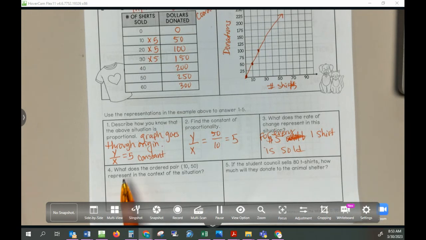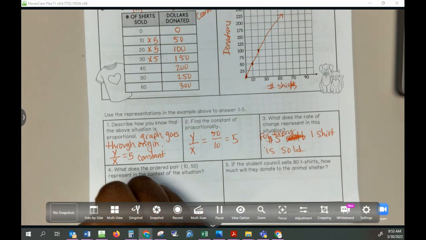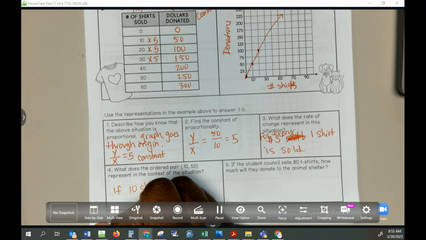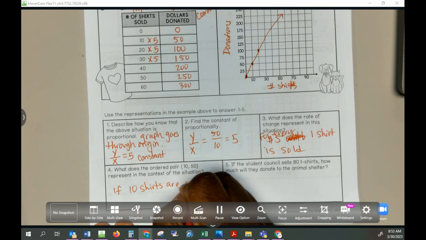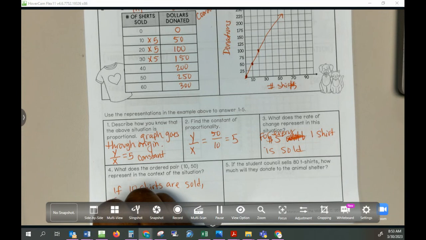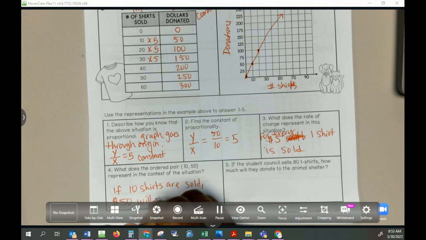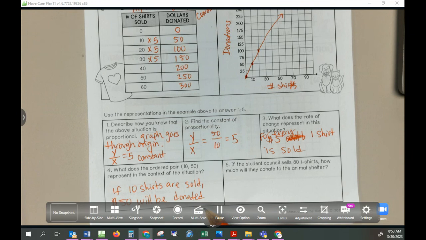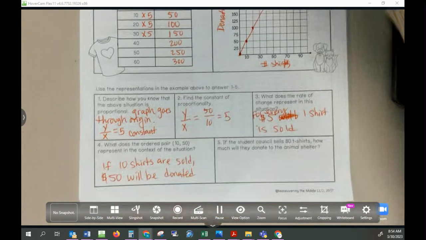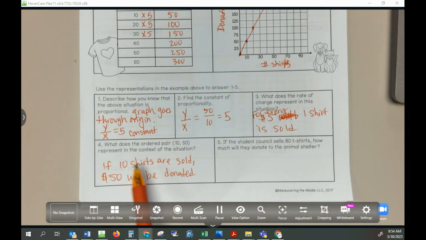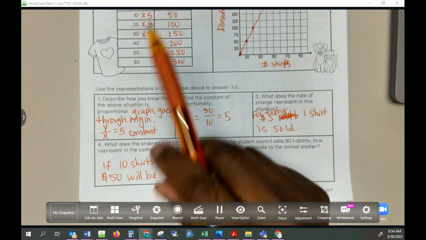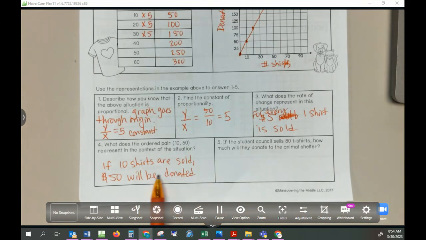they make nothing. What does the ordered pair 10, 50 represent? It represents that if 10 shirts are sold, $50 will be donated. Again, all we're doing is taking the very words that are related to the table, graph, and verbal to be able to say what the situation represents.